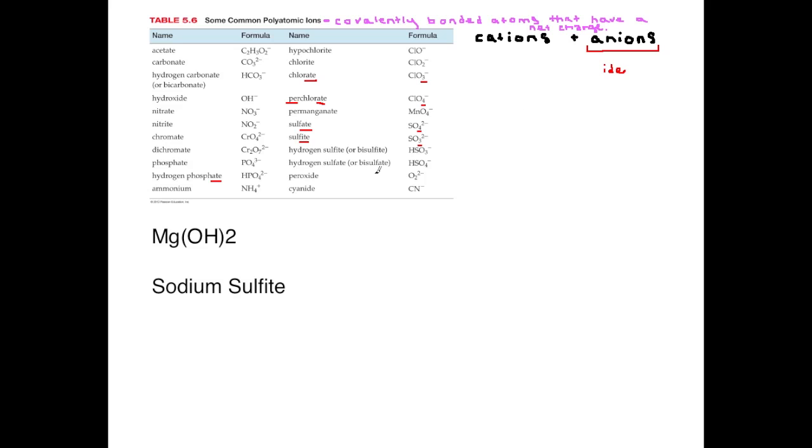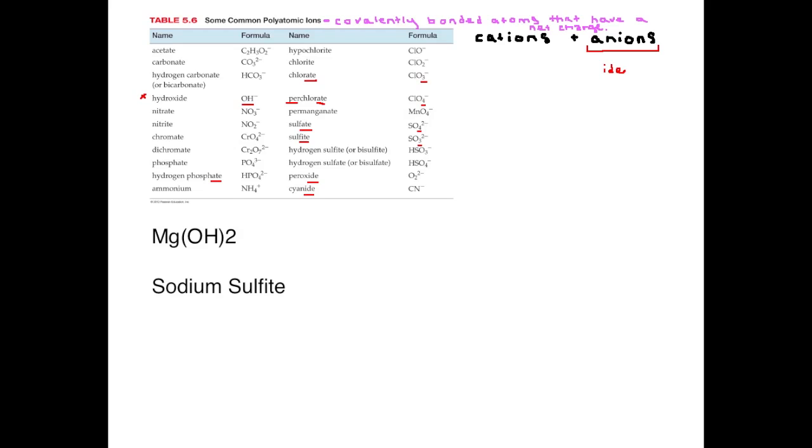For example, hydroxide, which is located right here, has an IDE ending, so just be careful, it's OH. All right, cyanide as well, peroxide. But for the most part, if it is a nonmetal on the periodic table, that's when you'll see the IDE ending. If you see an ATE ending or an ITE ending, then it's most likely going to be a polyatomic ion.